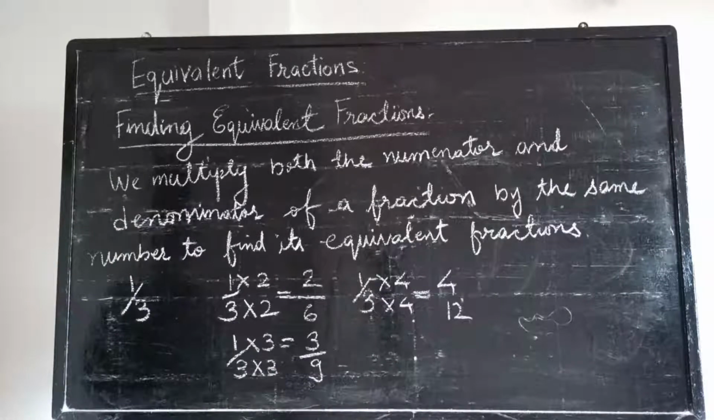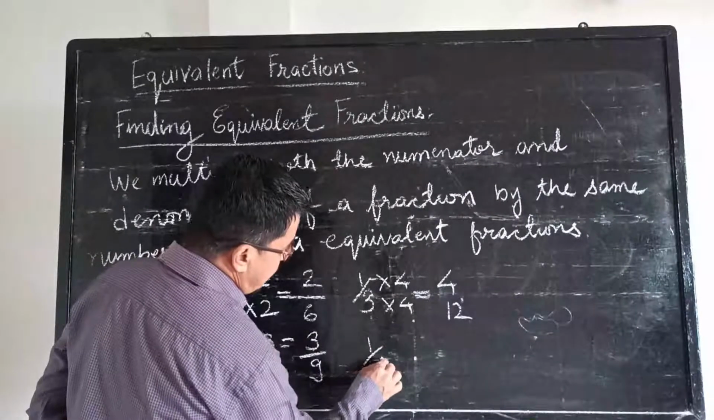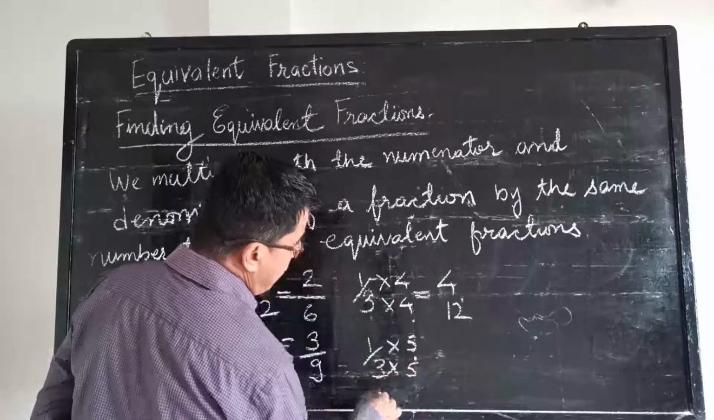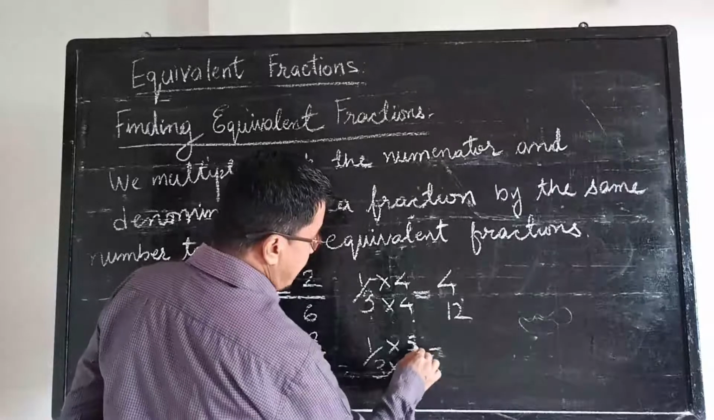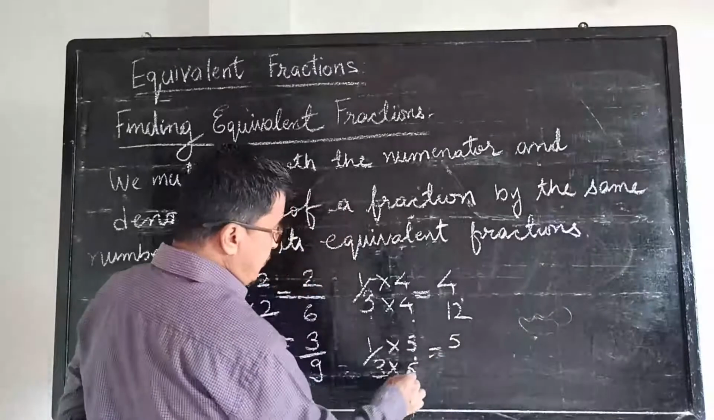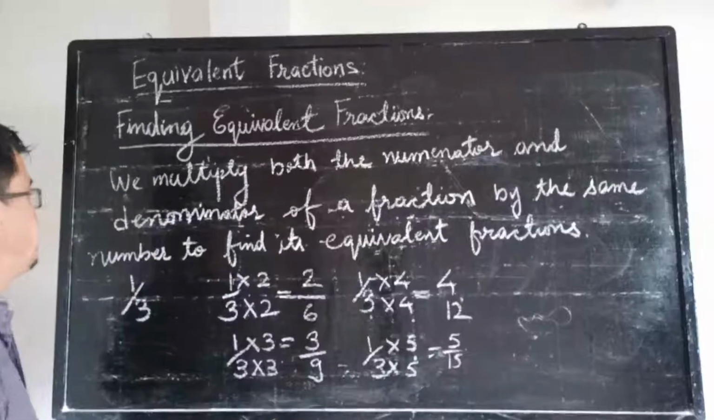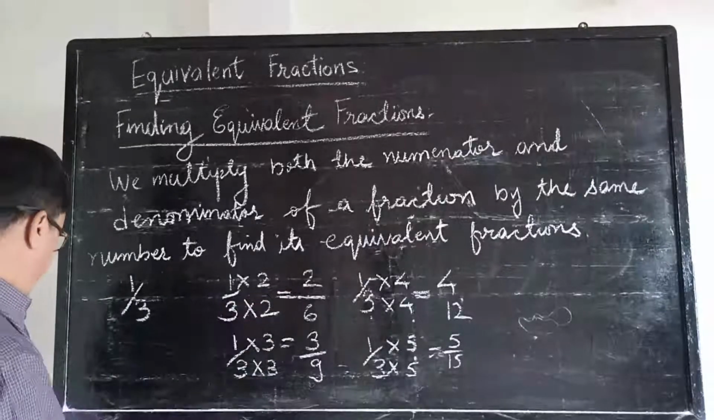Now we find the fourth. Again you multiply 1 upon 3 by 5, here also by 5. Both numerator and denominator are multiplied by the same number. 5 1s are 5, 5 3s are 15. So the first, second, third, fourth, fifth.